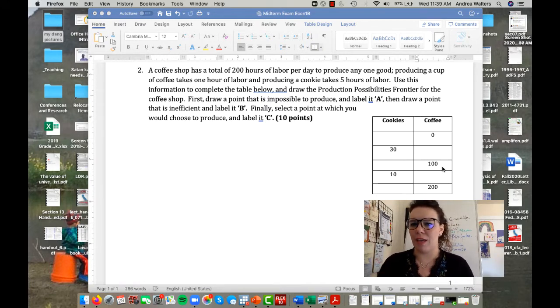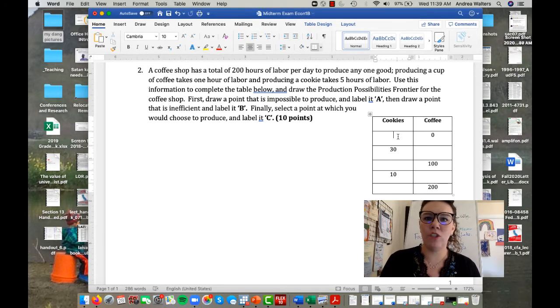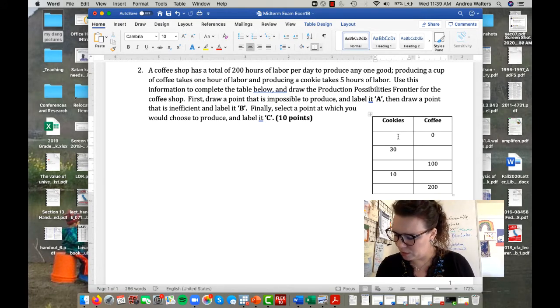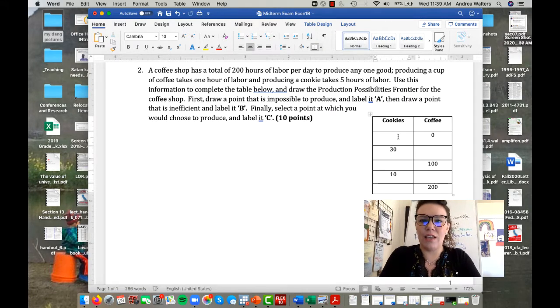and figure out how many combinations of cookies and coffee can be made. So if we spend all of our time making cookies, that means we're going to have 200 hours to make cookies, and each cookie takes 5 hours to make. So we can just go ahead and divide those 200 hours by the 5 hours it takes to make each cookie and say that we could make a maximum of 40 cookies and 0 cups of coffee.